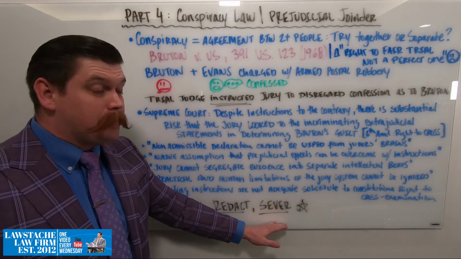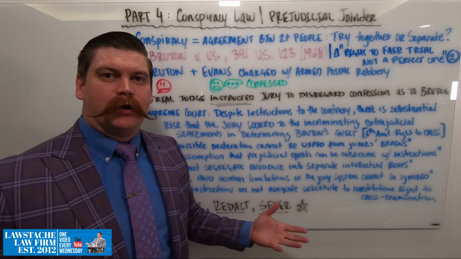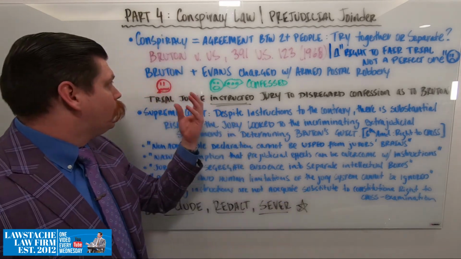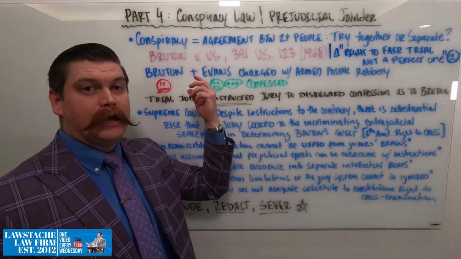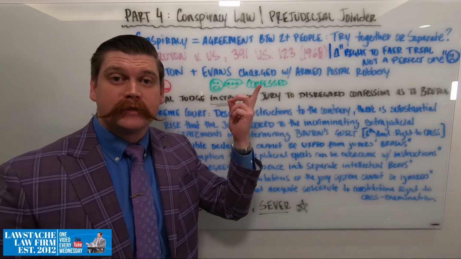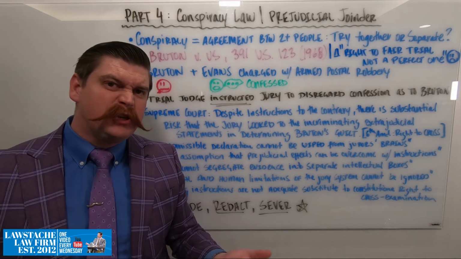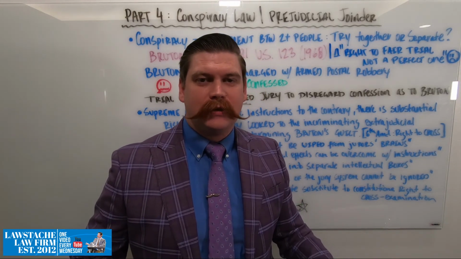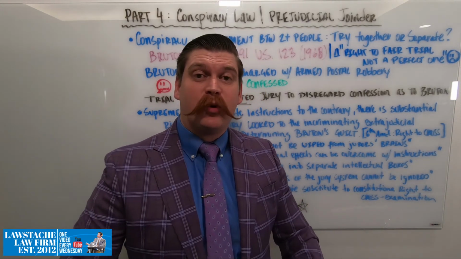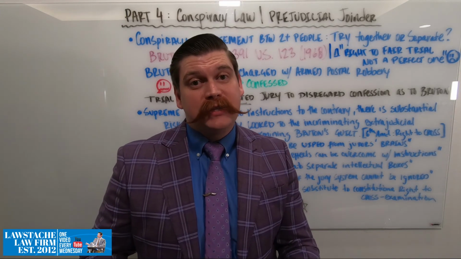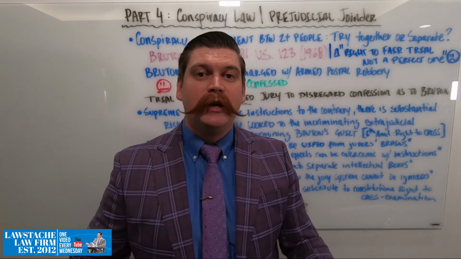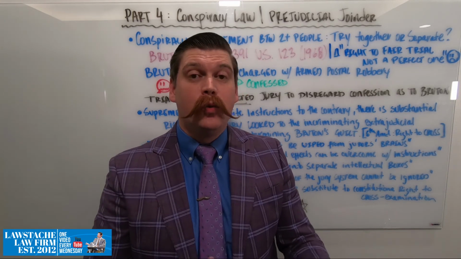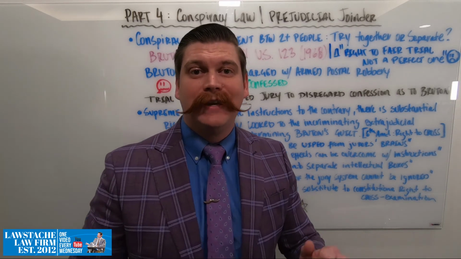And finally, maybe the best option is to sever, meaning have 2 separate trials. One trial against Mr. Bruton and one trial against Mr. Evans. Of course, the prosecution doesn't like that usually, because if you have 2 separate trials, it takes more time, it's more expensive, and the prosecution has an advantage when you join people together. Because again, our brains cannot segregate which evidence goes against which defendant.